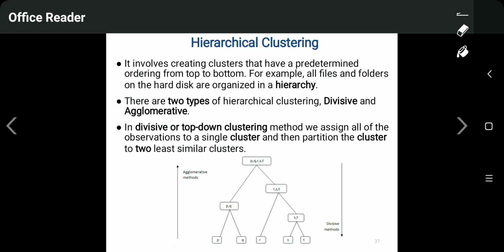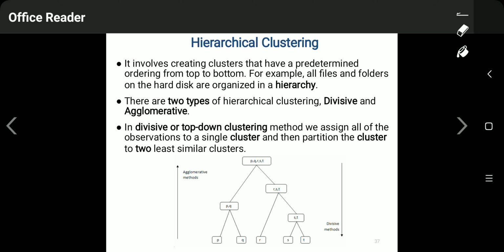Suppose you are searching for a particular folder inside the D directory. The D directory will be the root folder. Inside D, we come to the next subdirectory, then inside that we go to the next subfolder, and then inside that the next subdirectory. So all the files and directories follow a hierarchical structure. They start from the root and have several branches. This kind of example shows how hierarchical clustering can be applied.